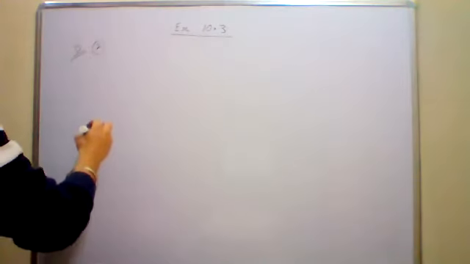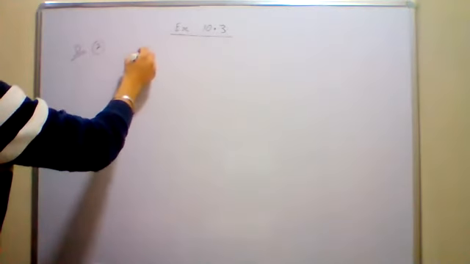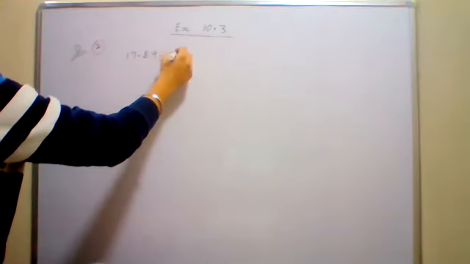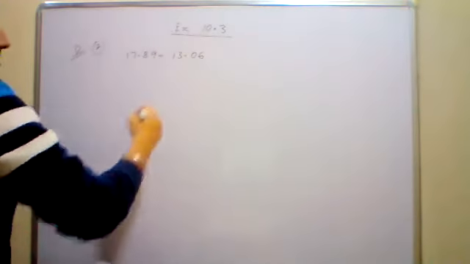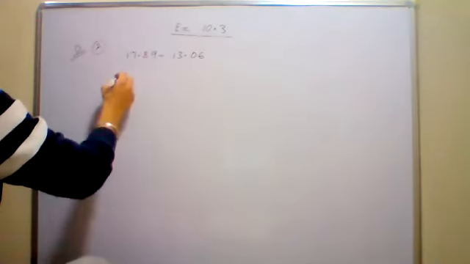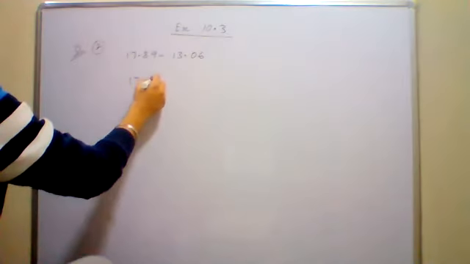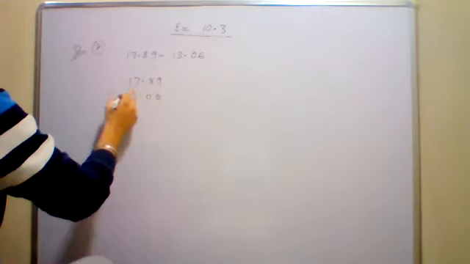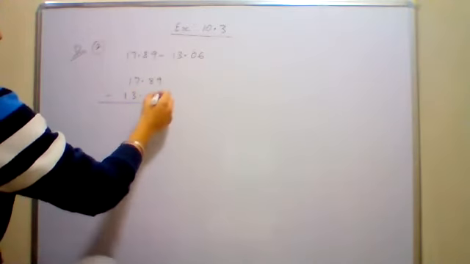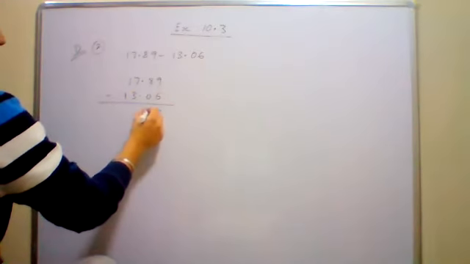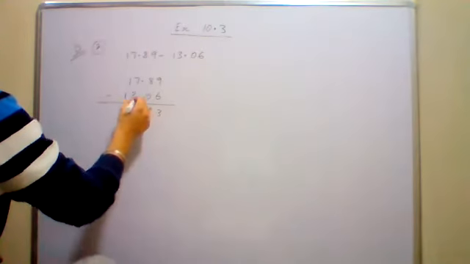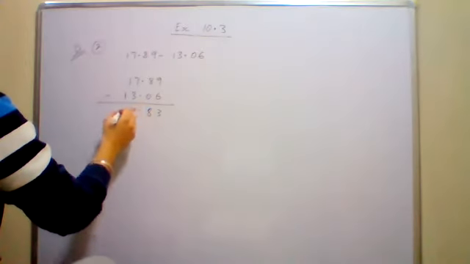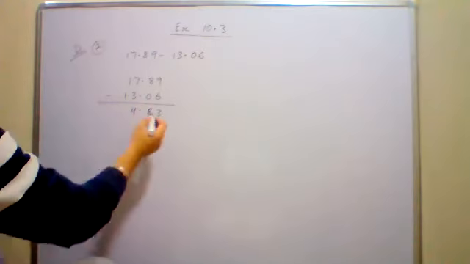17.89 minus 13.06. This is the question. So subtract first, 17.89 minus 13.06. Subtraction करना है. 9 minus 6 is 3. 8 minus 3 is 5... 7 minus 3 is 4. This is 0. So 4.83.